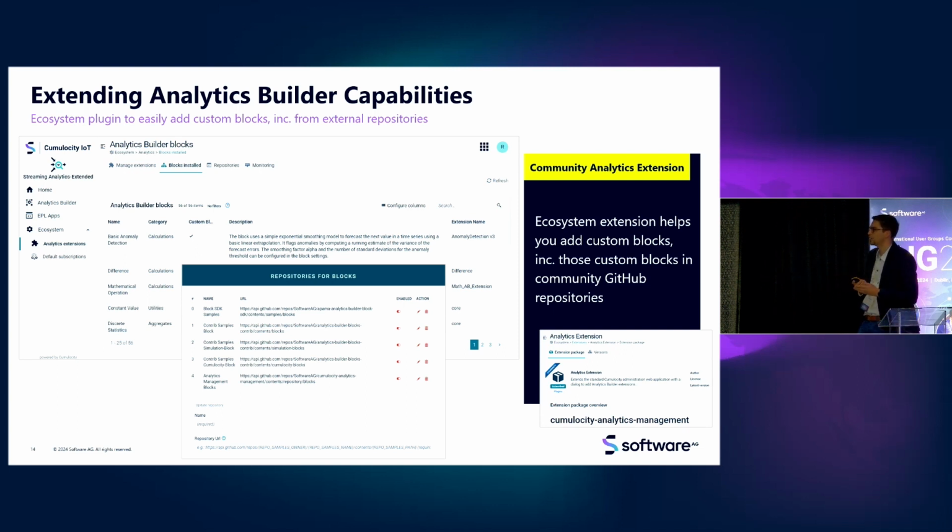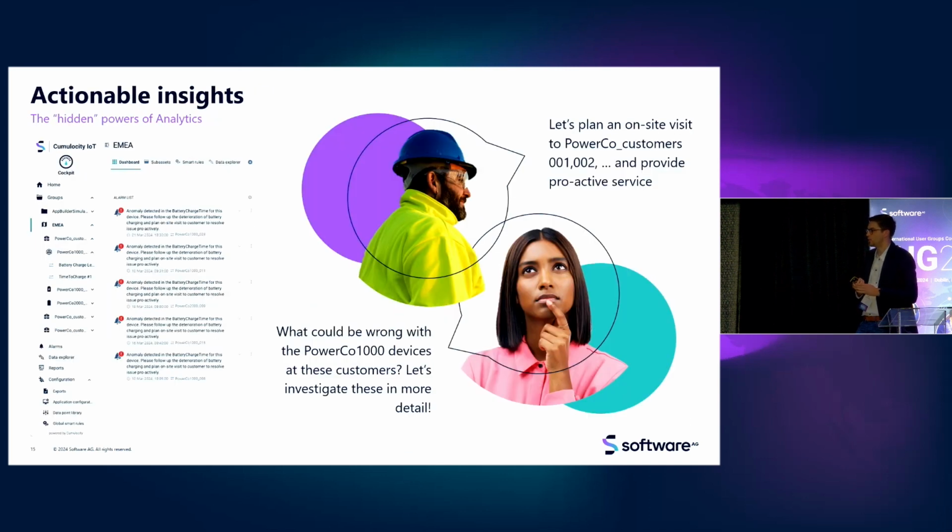Okay, so back to our storyline with PowerCo. What Rob showed is that with the sequence of those two Analytics Builder models, we now have an always-on monitoring system, which is looking at the time to charge for the batteries and doing anomaly detection on that, such that rather than having someone from PowerCo always having to look at all of the individual dashboards of the connected devices, he can just have a look at an overview dashboard where he gets an alarm list, which is then populated with alarms.